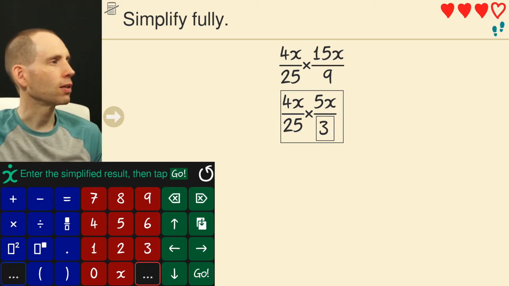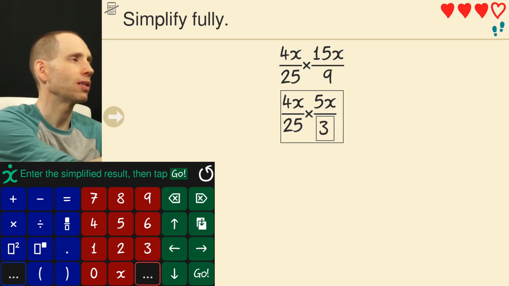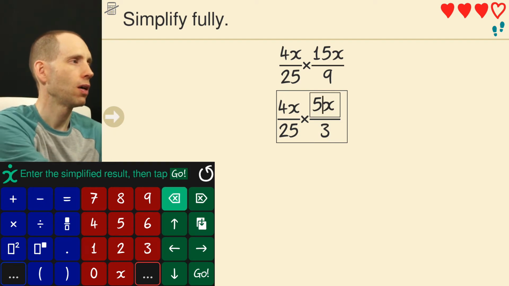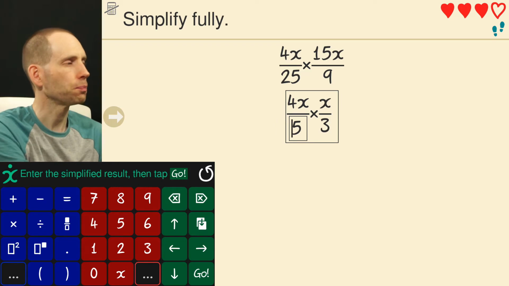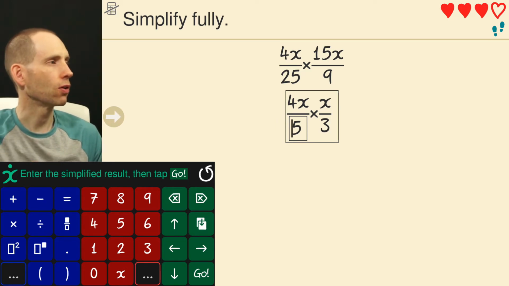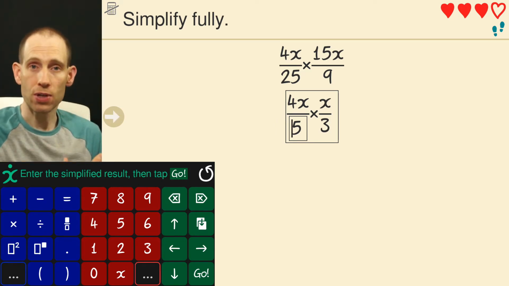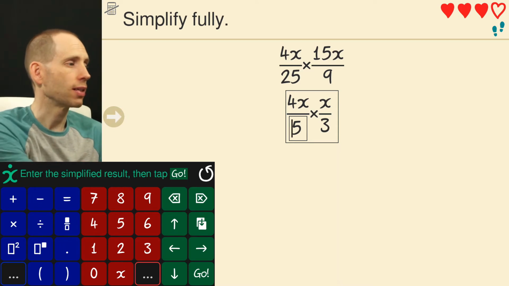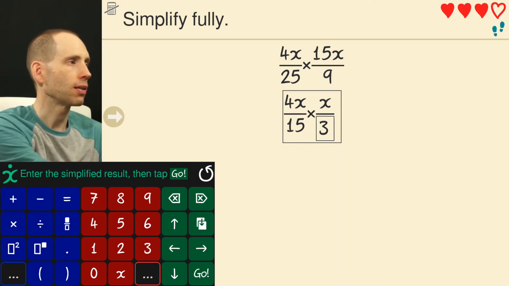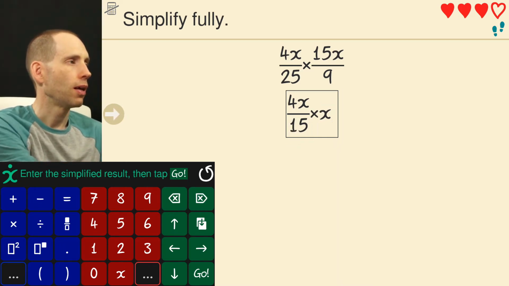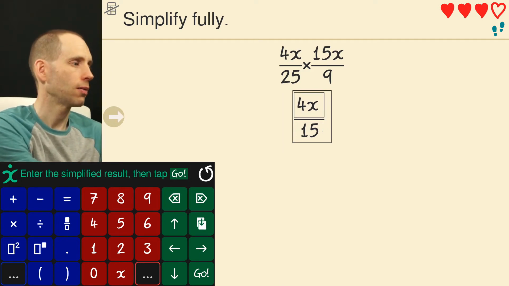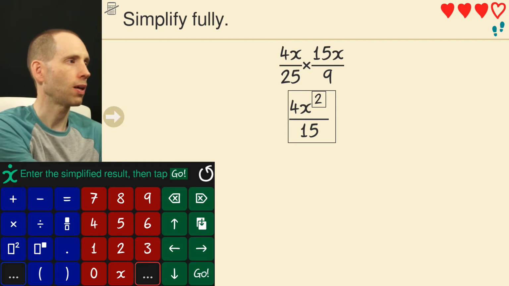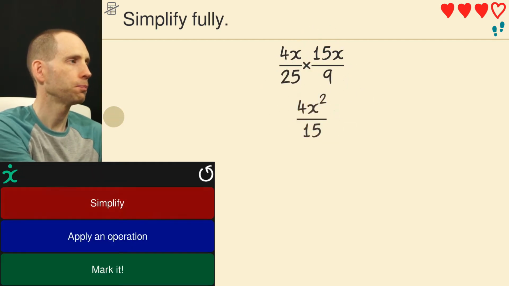And 4 is not going to divide by anything, is it? But 5 will. So 5 and 25 will give me a 1. So I'm just going to leave the x there. 5. So that means I've now got a 5 and a 3 on the bottom. 5 times 3 is going to give me 15. I can get rid of that 3. And x times x is going to give me x squared. Put a squared up there. There we are.